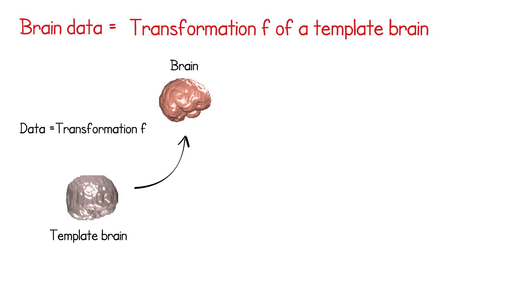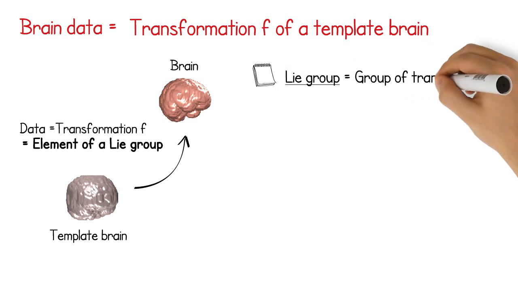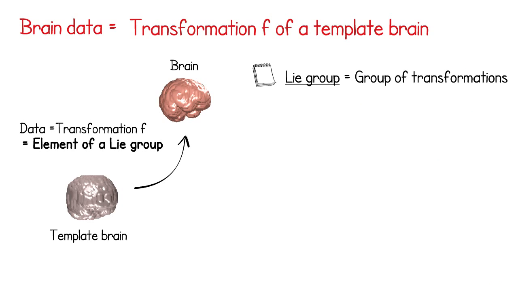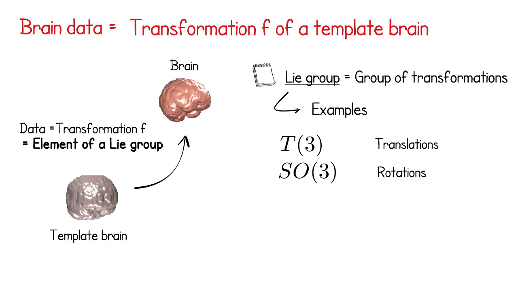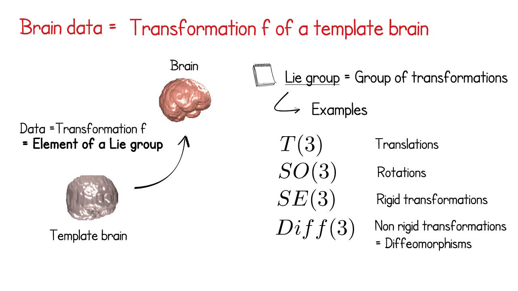Your data are transformations of a template brain. In terms of mathematics, they are elements of a Lie group. For now, consider a Lie group as the group of all possible smooth transformations of the template. Examples of Lie groups are the group of translations, the group of rotations, the group of rigid transformations, which are transformations that don't deform an object, the group of non-rigid transformations, or diffeomorphisms. The first three are finite-dimensional, and the fourth, the Lie group of diffeomorphisms, is infinite-dimensional.